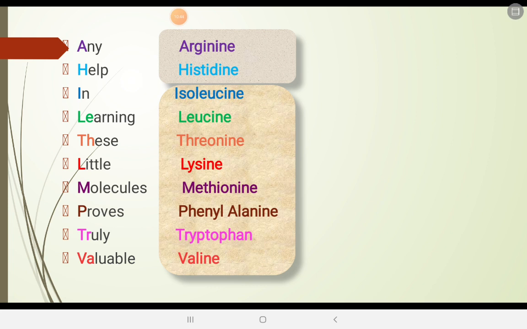Any help in learning these little molecules proves truly valuable. A for arginine, H for histidine, I for isoleucine, Le for leucine, TH for threonine, L for lysine, M for methionine, P for phenylalanine, TR for tryptophan, VA for valine. Okay.